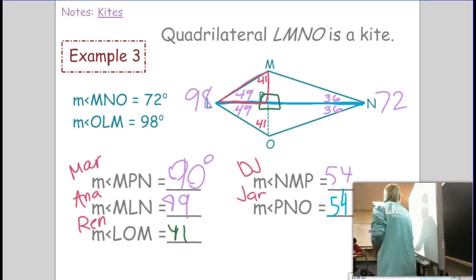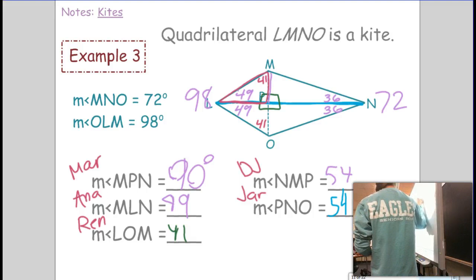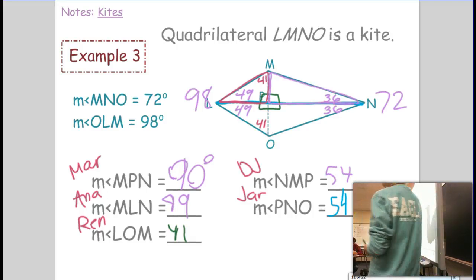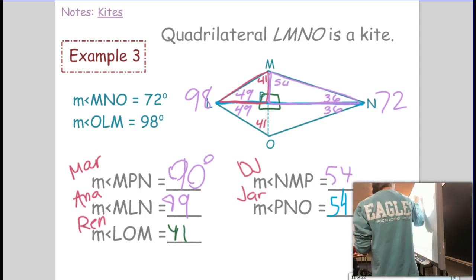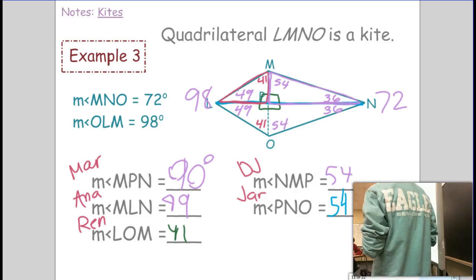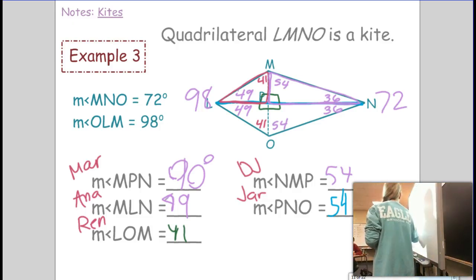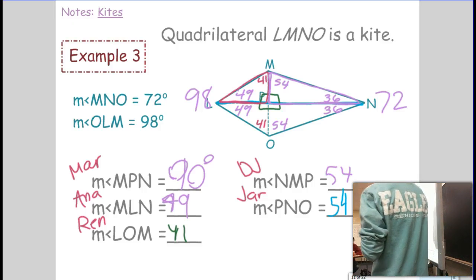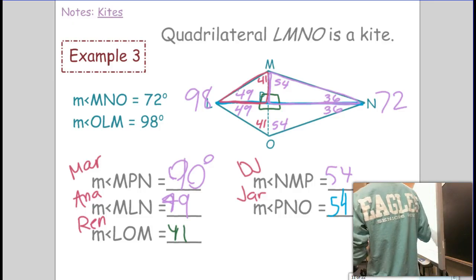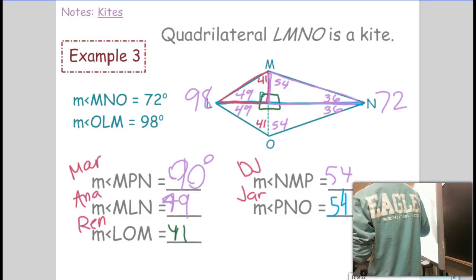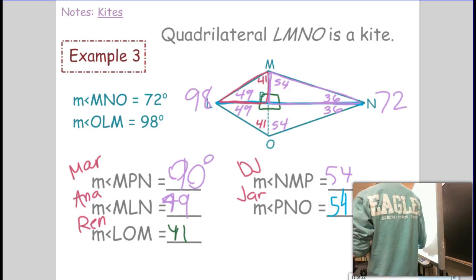Now let's look at this triangle. 180 minus 90 minus 36, or just 90 minus 36, and you get 54. 54 looks in the mirror and sees 54. So did we get all these right? This is 49. LOM is correct. NMP is 54 and PNO is 36.